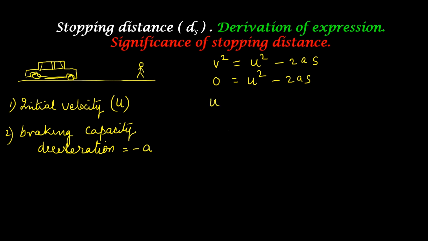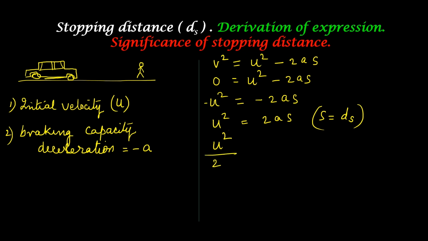So we shift u square to the left hand side. So negative u square is equal to negative 2as, which can be taken as u square is equal to 2as. Here the parameter s in this equation is equal to the stopping distance ds. So we get u square by 2a is equal to s, which can be written as s is equal to u square by 2a.